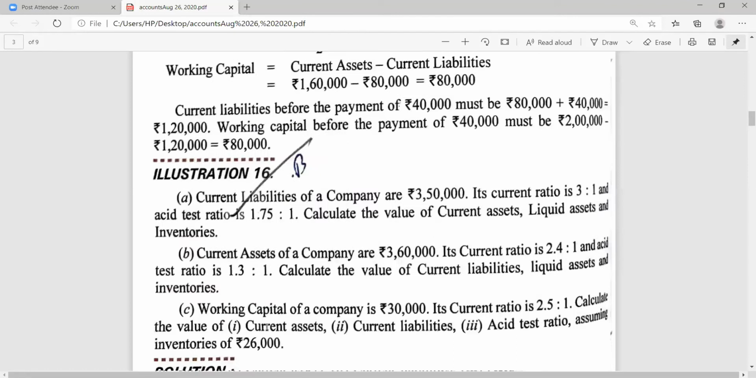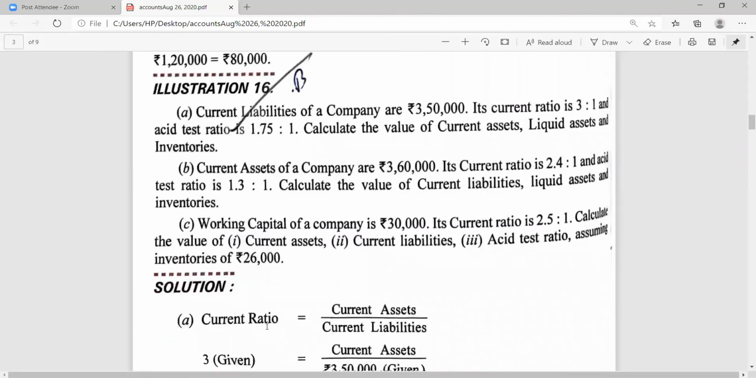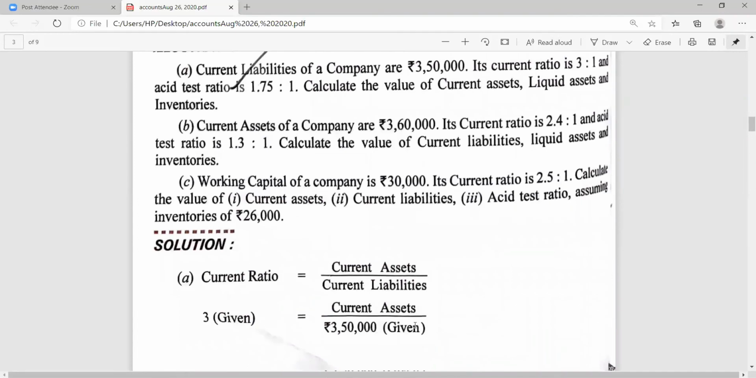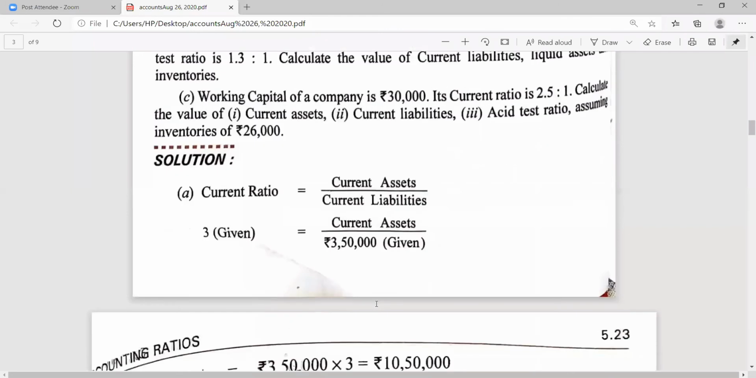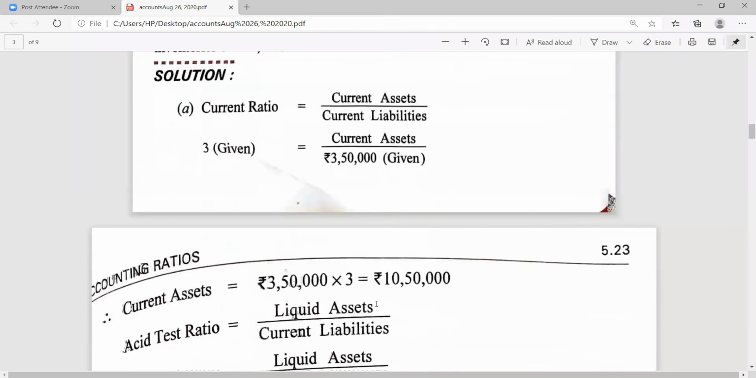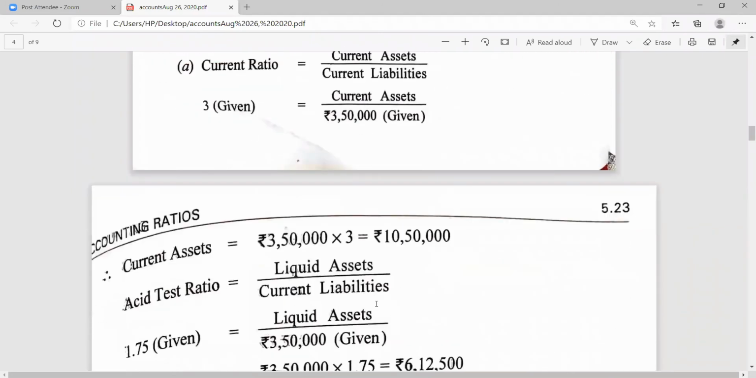In this question, illustration number 16C, a company's current liabilities, current ratio, and acid test ratio are given to you. You have to calculate the value of current asset, liquid asset, and inventory. Now what to do? Current ratio is equal to current asset upon current liability. With the help of this formula, when two items are with you, you can calculate the third item by putting the values in the formula. And we will identify the current asset, that will be 10,50,000.